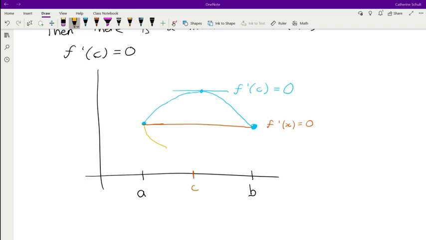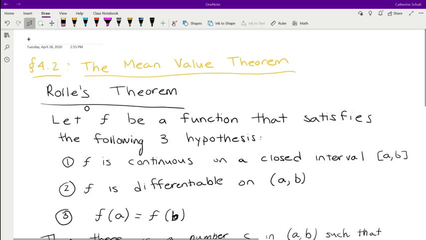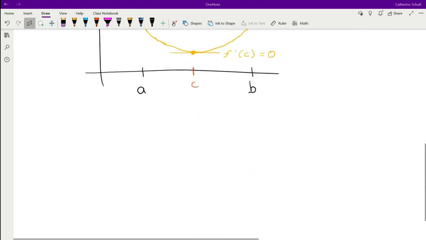And then finally, if we go down, well, we know we're going to have to go back up at some point if we're going to go back to where we started. And wherever we change direction, that tangent line is going to be horizontal. So again, f prime of c is going to be 0. So that's what Rolle's theorem is telling us. All right, so eventually we're going to use Rolle's theorem to prove the mean value theorem, but let's see how else we can utilize Rolle's theorem.